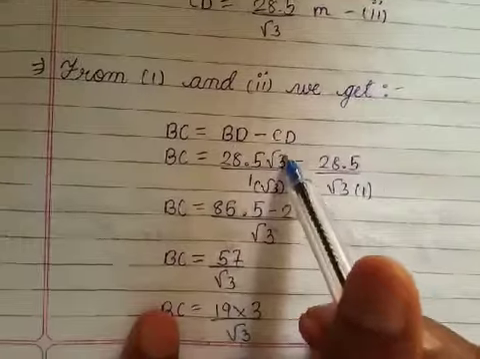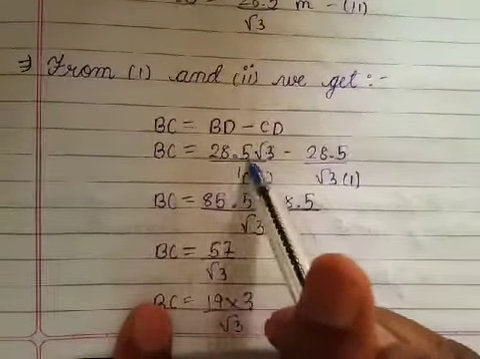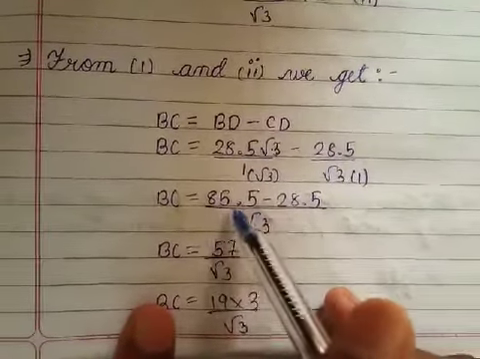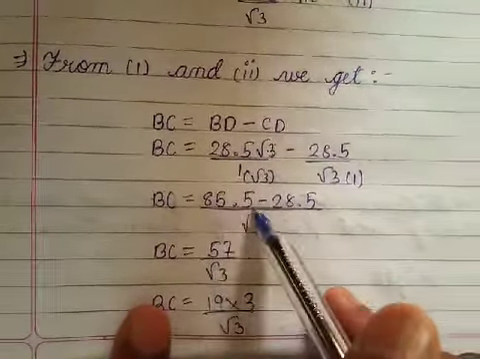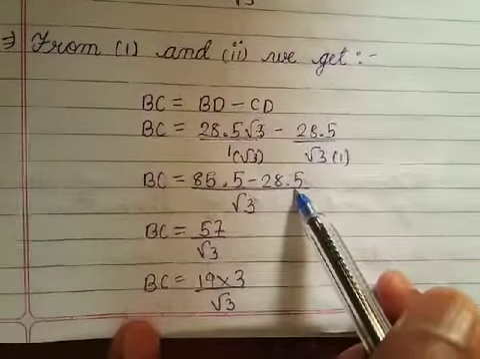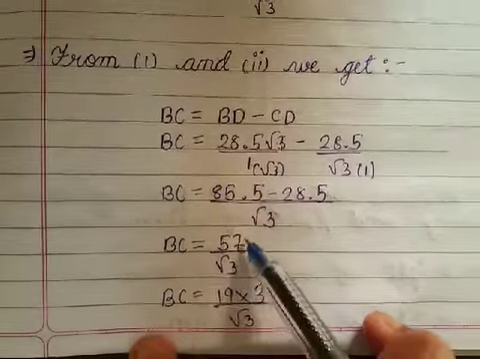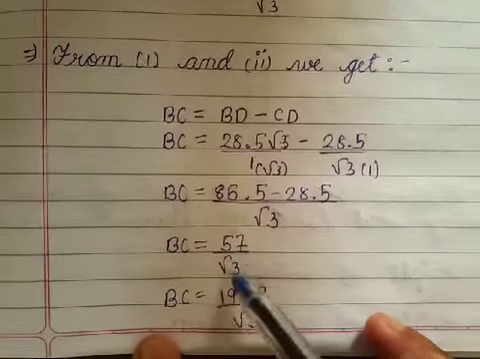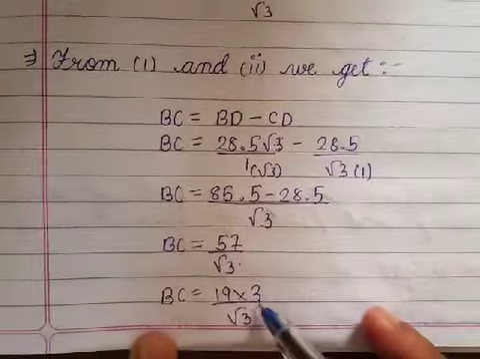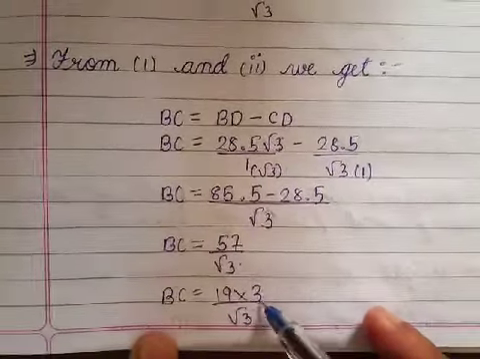So root 3 into root 3 is 3. 3 into 28.5 is 85.5 minus, and here it is 1 multiplied with 28.5, which is 28.5. If you subtract it, you will get BC is equal to 57 upon root 3. 57 is a multiple of 3, so 19 into 3 will give 57. So 3 is root 3 into root 3, so one root 3 will cancel out, and BC will be equal to 19 root 3. Hence the distance he walked towards the building is 19 root 3 meter.